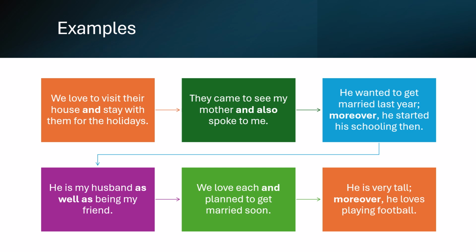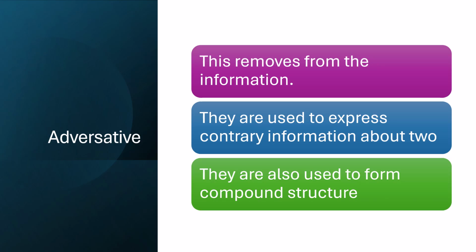So then we also have, he is my husband as well as being my friend. Then we have, we love each other and plan to get married soon. So you can also see this other example. He's very tall. However, he loves playing football. So these are other examples that we can have. In all these cases, you have information being added, increasing the semantic content of the structure. Now when it is adversative, this removes from the information.